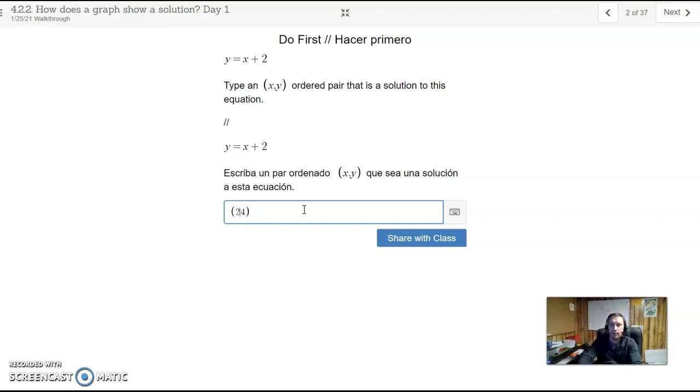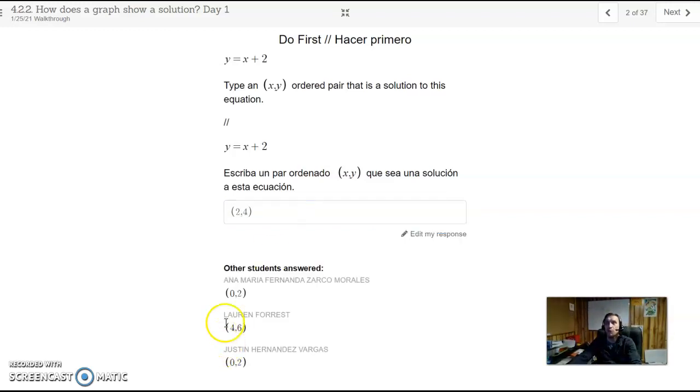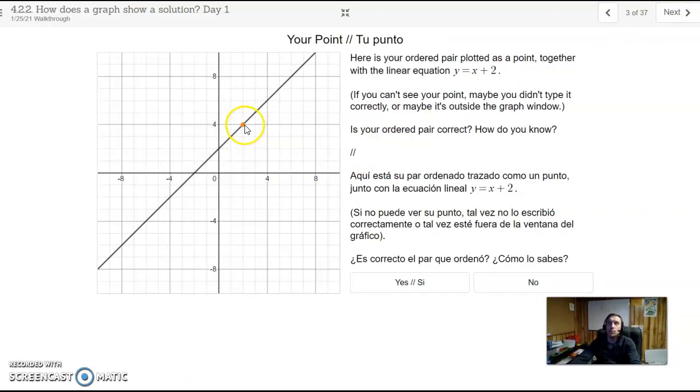Oop, I need a comma. So if I put 2, 4 in there, I have some other numbers. And look, it shows up right there on my graph. All right, so think about that. All of those points match the graph y equals x plus 2, and they show up as points here. All right?